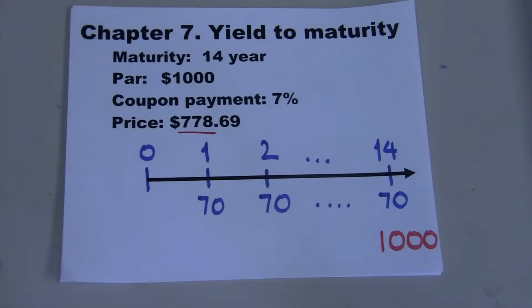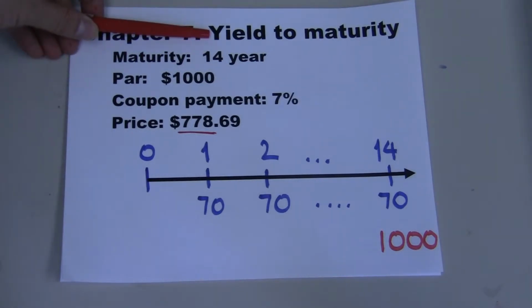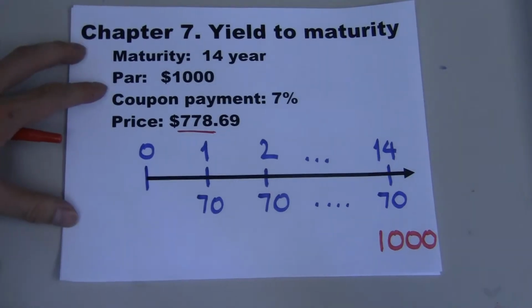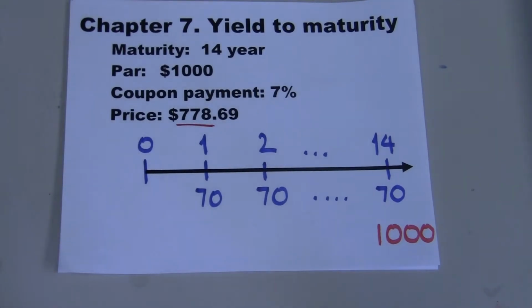If you can answer that question, if you can give me a number, say 5% or 20%, that number is the yield to maturity. That's it. The concept is quite simple. And how can we calculate it?